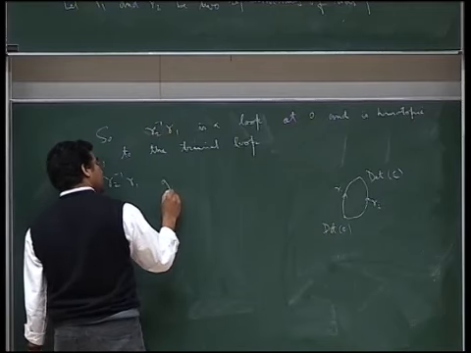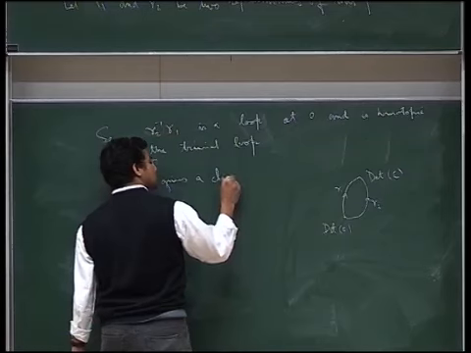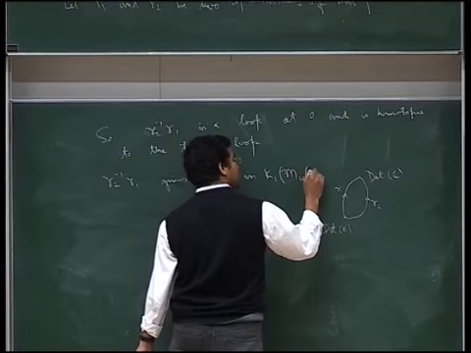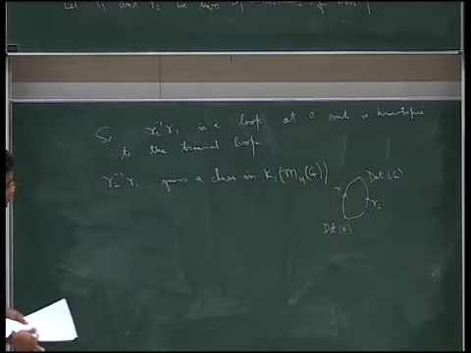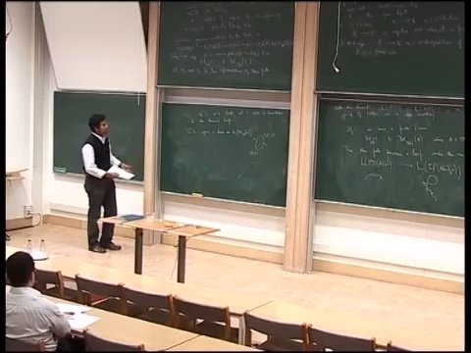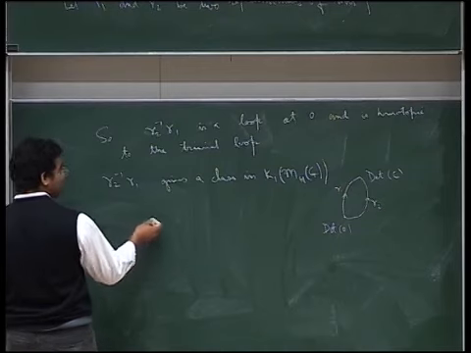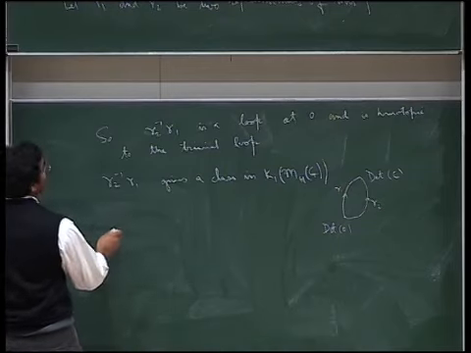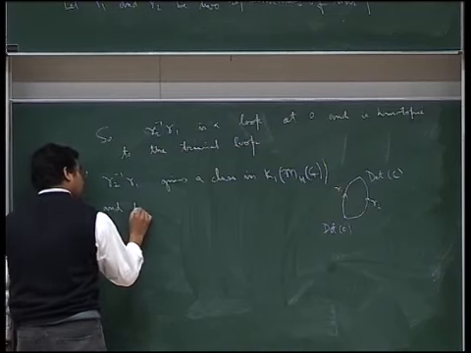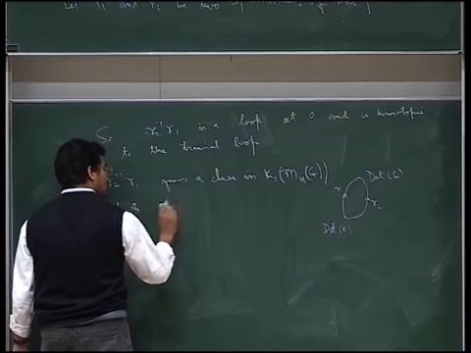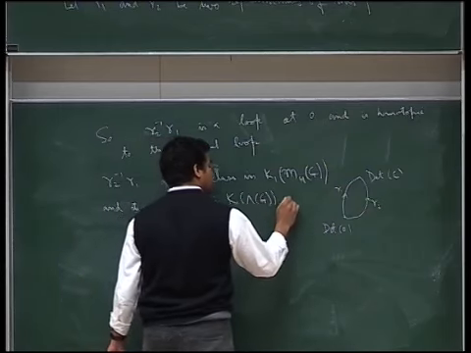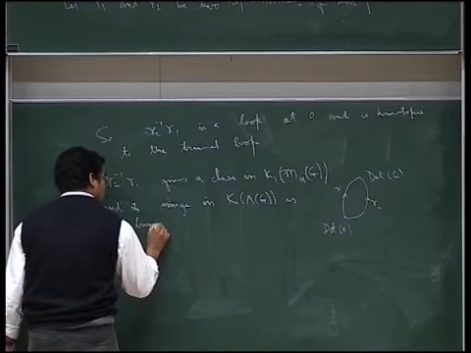So that gives a class in K1 of MH of G, because all these objects are in MH of G, and it's a loop around 0, so it gives you a class in MH of G. And its image in K1 of lambda G is trivial, because that's what this means.